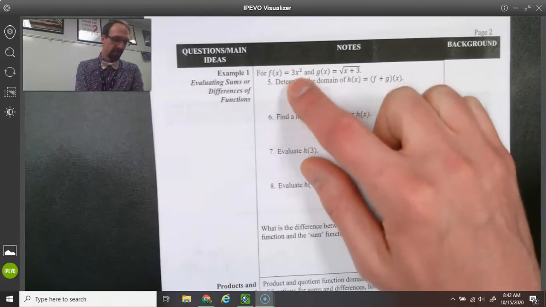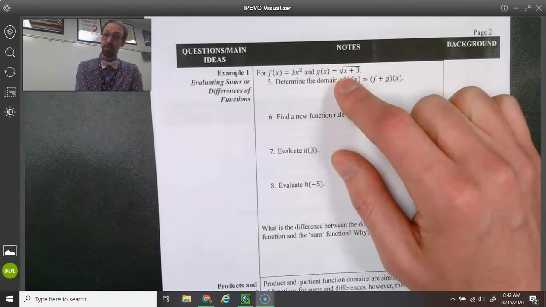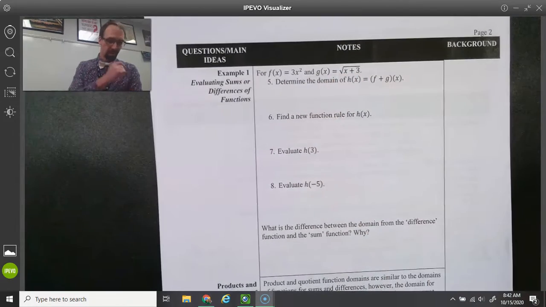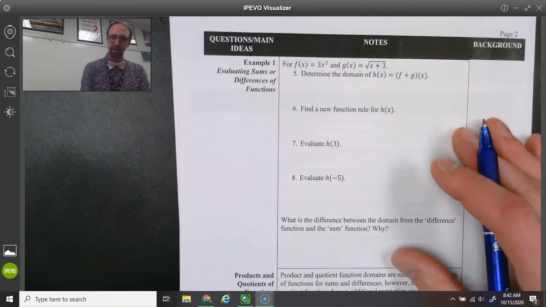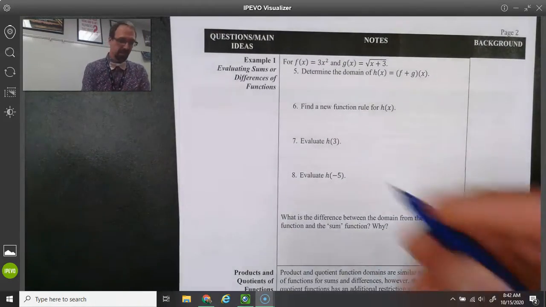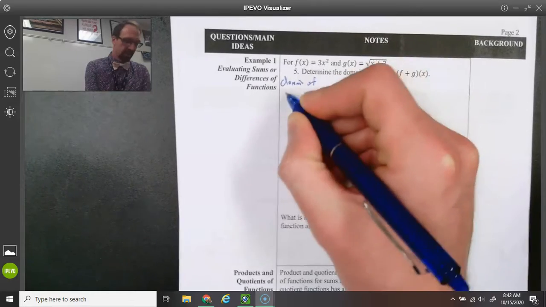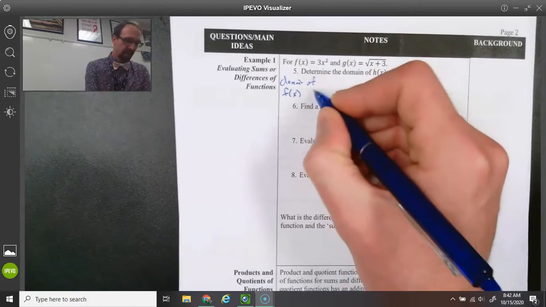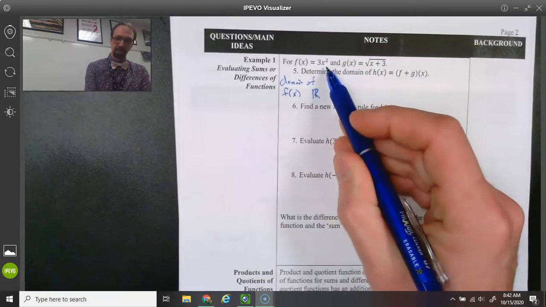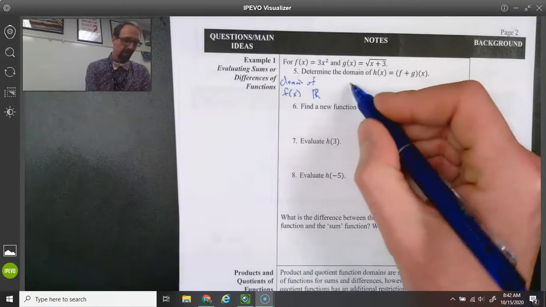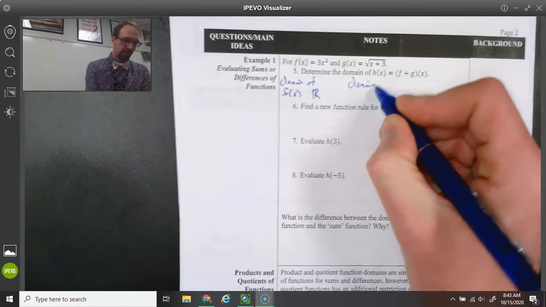Here we have f of x equals 3x squared, and then g of x equals the square root, that's important, of x plus 3. So if we're talking about determining the domain of this, again, we talk about determining the intersection of the domains. So the domain of f of x is going to be all real numbers. There's no issue. G of x, that's where we need to talk about what's going on here.